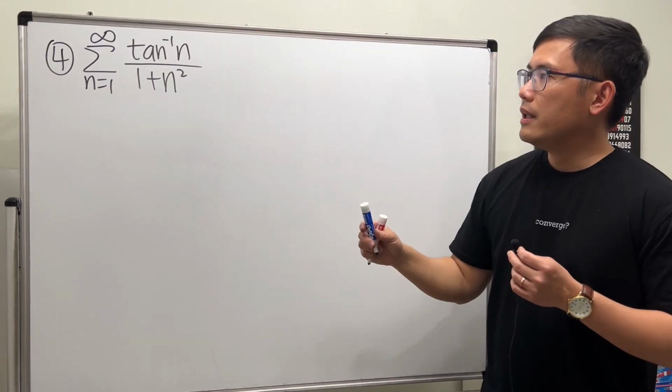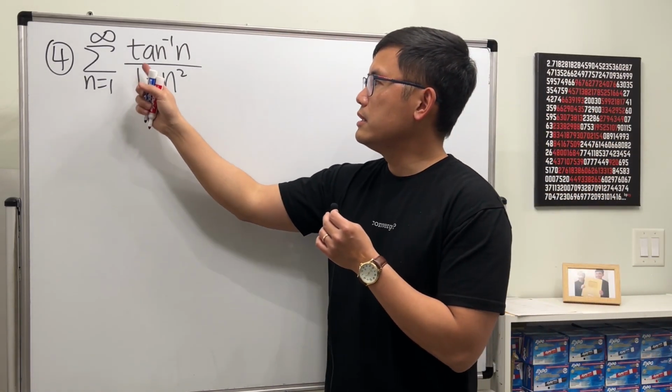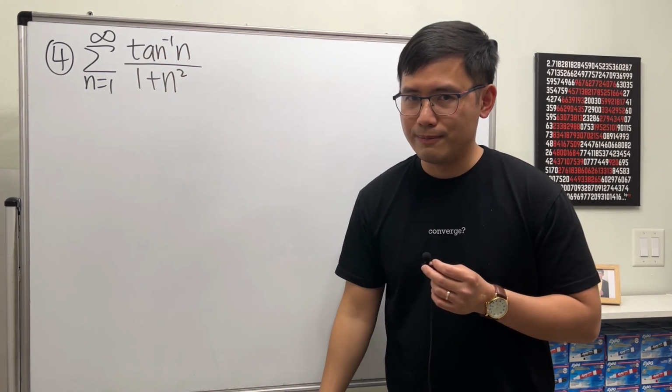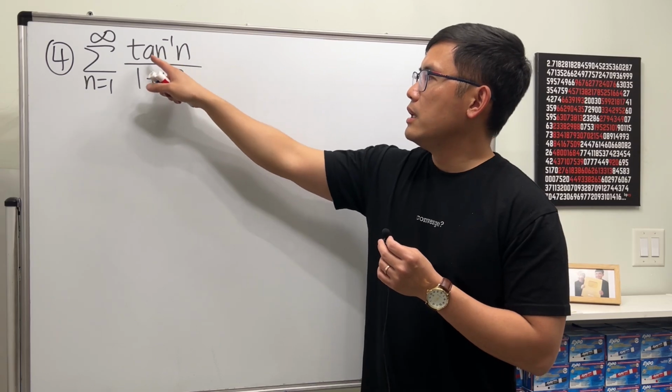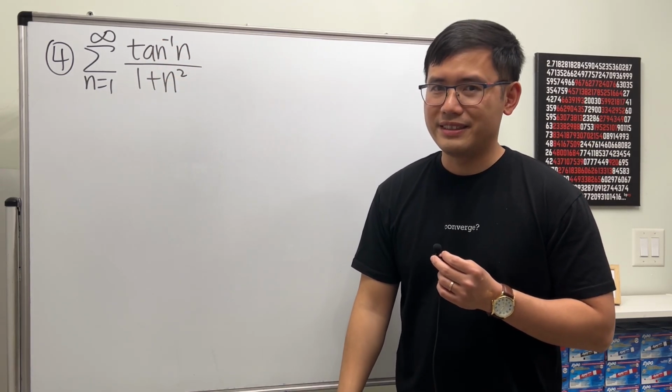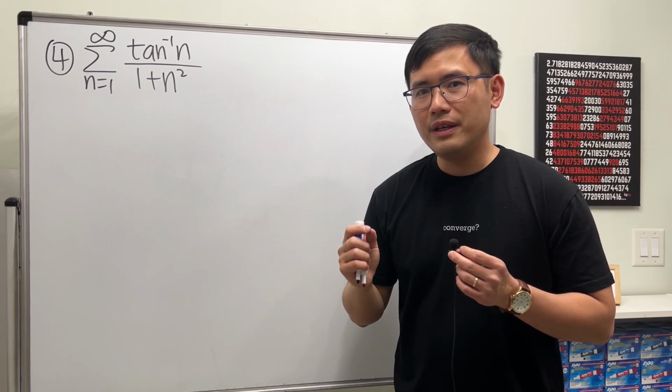Done. Now, number 4, we have the series, and we have inverse tangent of n over 1 plus n squared. Can we integrate inverse tangent of x over 1 plus x squared? Yes, because the derivative of integral.